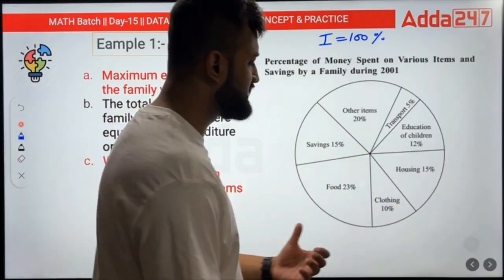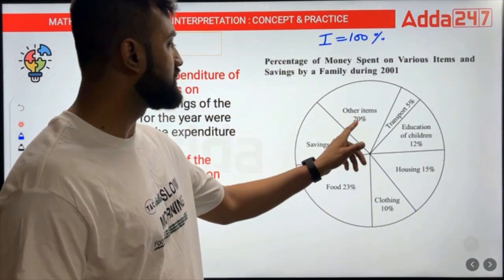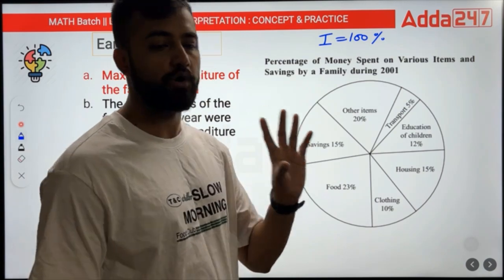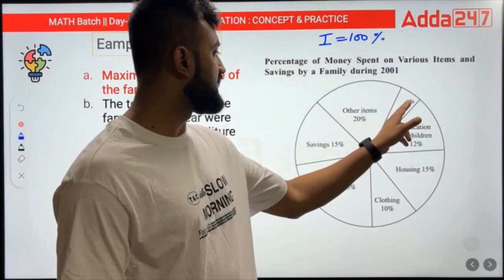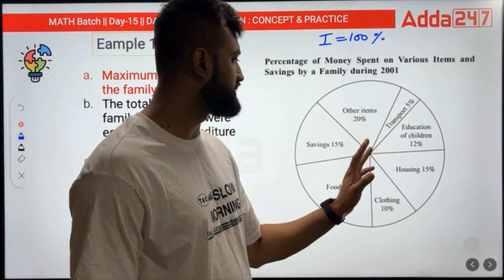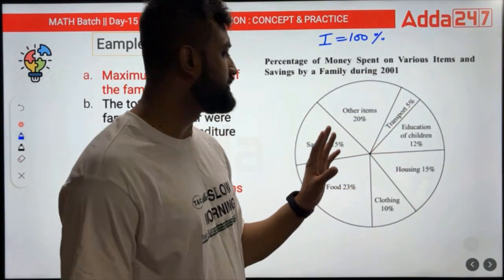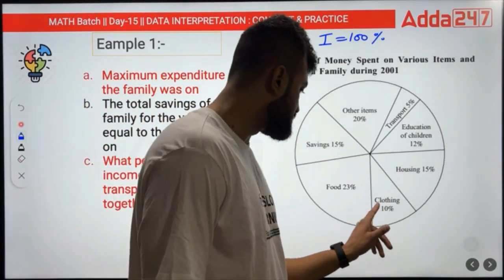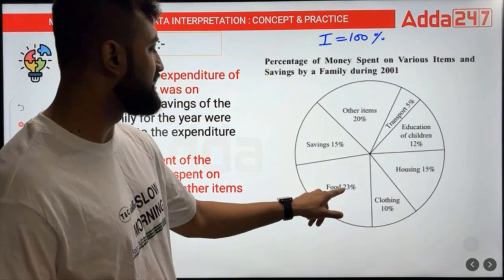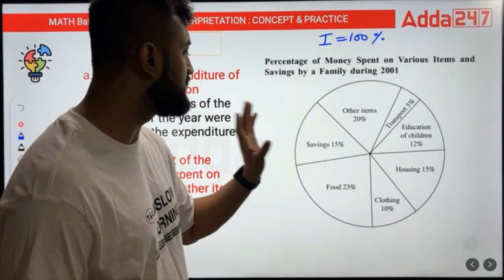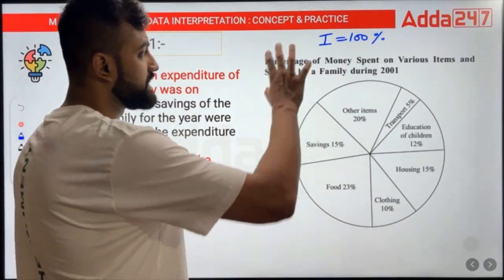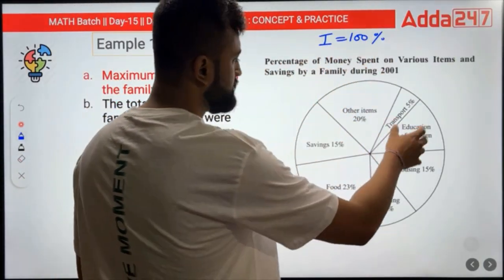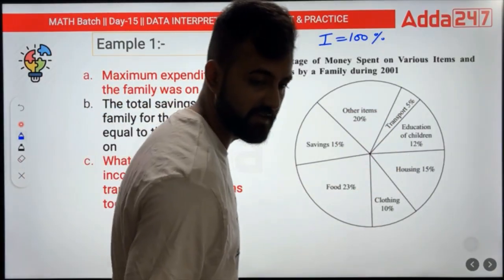I would suggest in the exam you just check once if the percentages total 100 or not. Sometimes it is not 100, so be careful. So 20 and 5 would be 25, 25 and 12 would be 37, 37 and 15 would be 52, 62, then we have 95, 85 and 100. Yes, perfect. So total is 100%. That means my total income is 100%. From this income, I'm spending on these things.